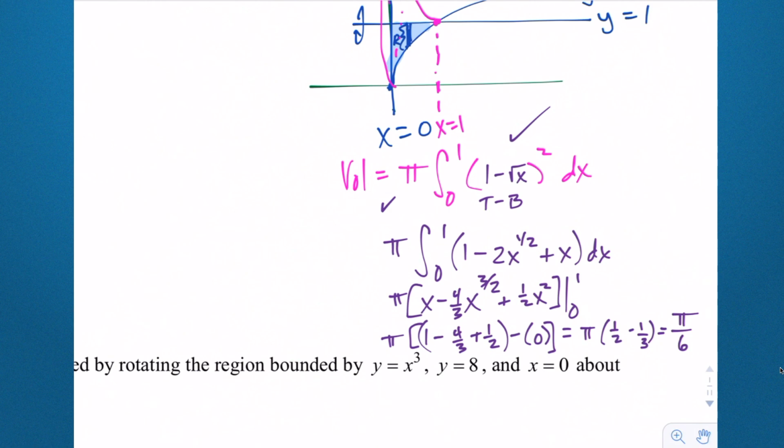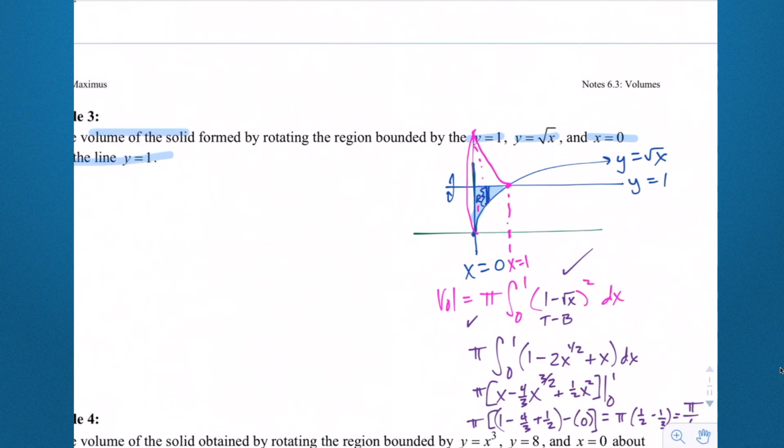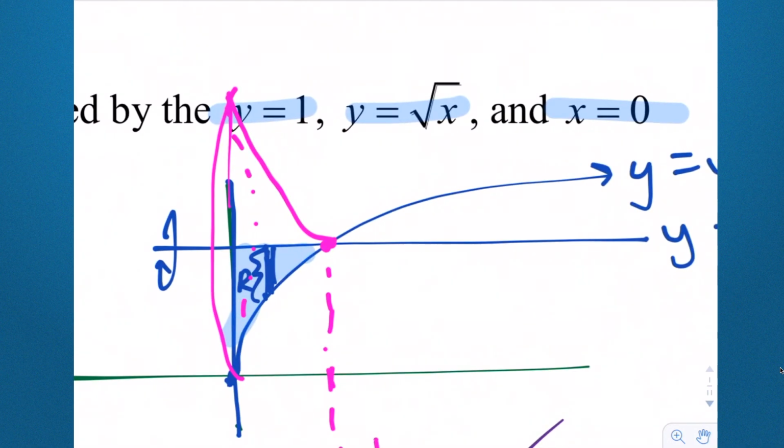All right, so questions so far? We'll stop right there before lunch. In each case, we sliced it perpendicular to the axis of rotation, and our cross-section was a disc.